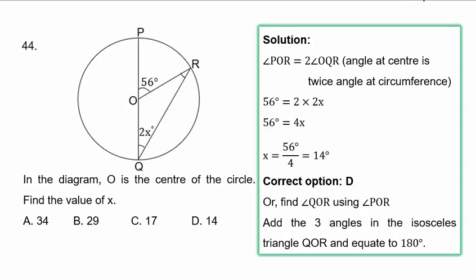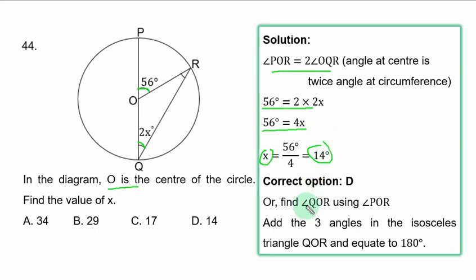Question 44. In the diagram, O is the center of the circle. Find the value of S. This angle is angle at center and is equal to twice this angle at circumference. That is what you have here. It follows that 56 degrees is equal to 2 times 2s. You have this expression. To get s, divide both sides by 4 and s is equal to 14 degrees. D is the correct option.